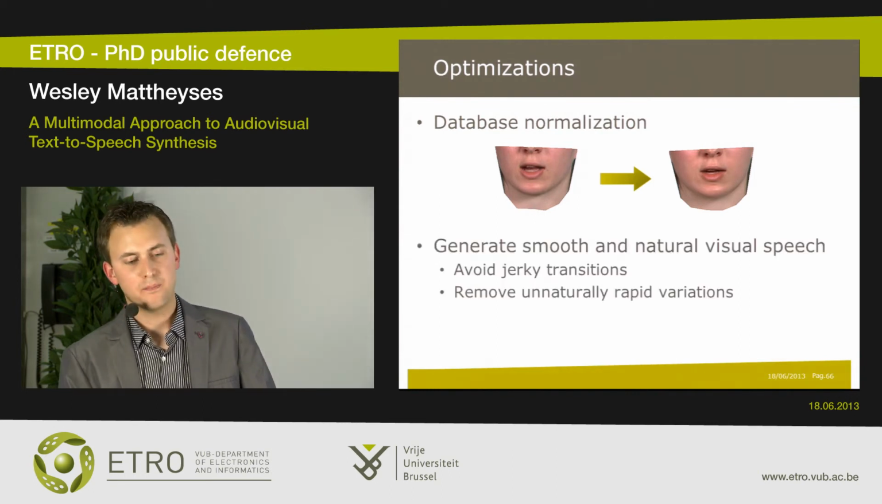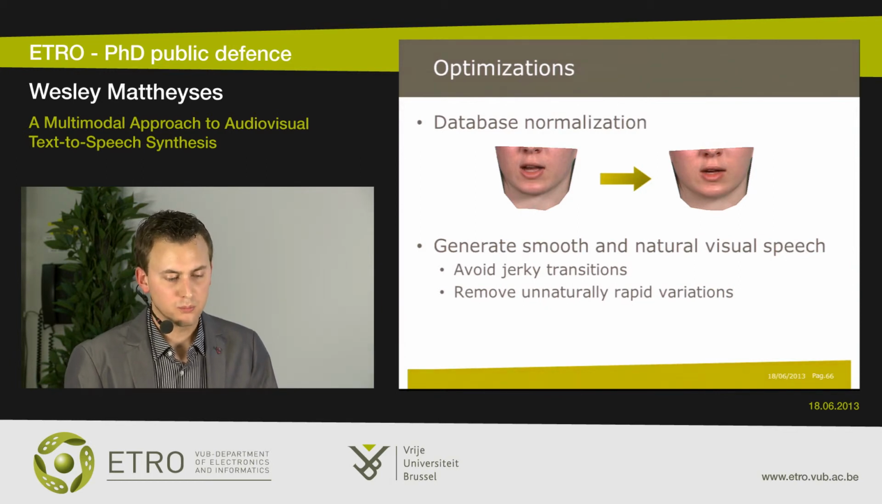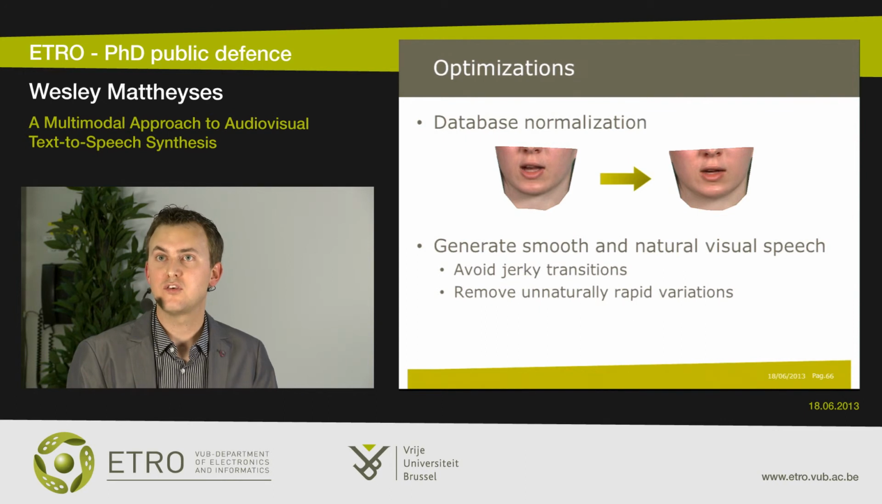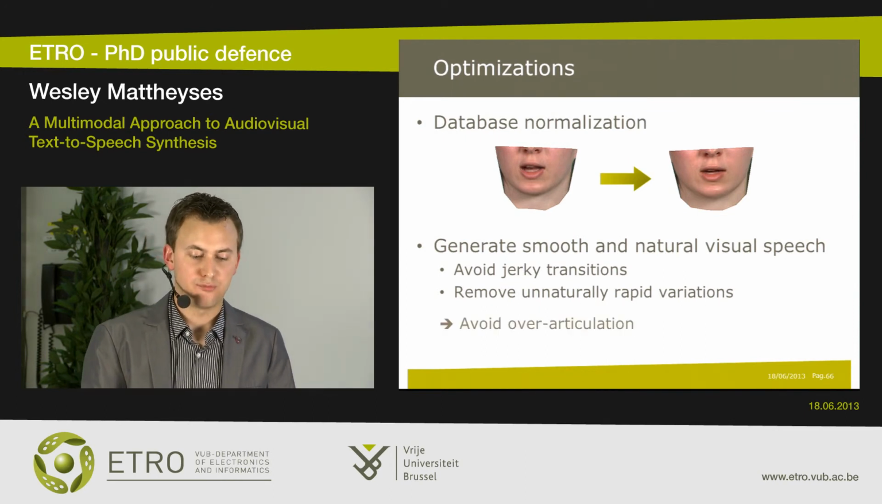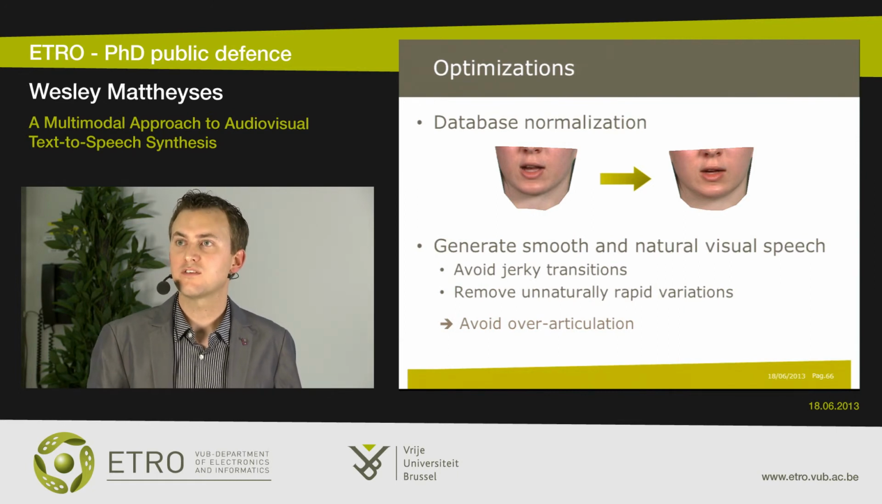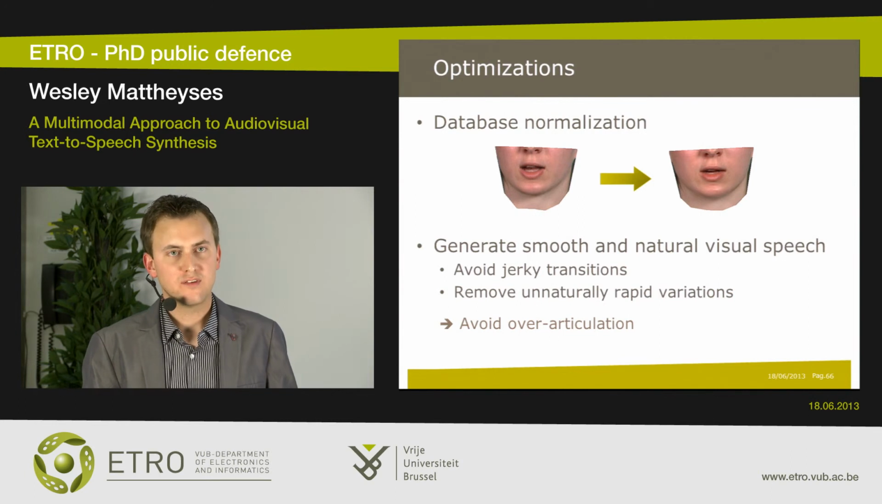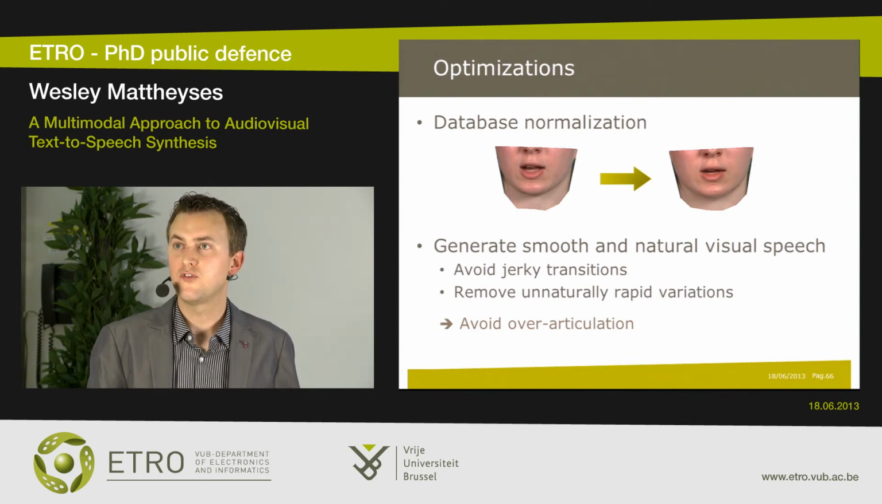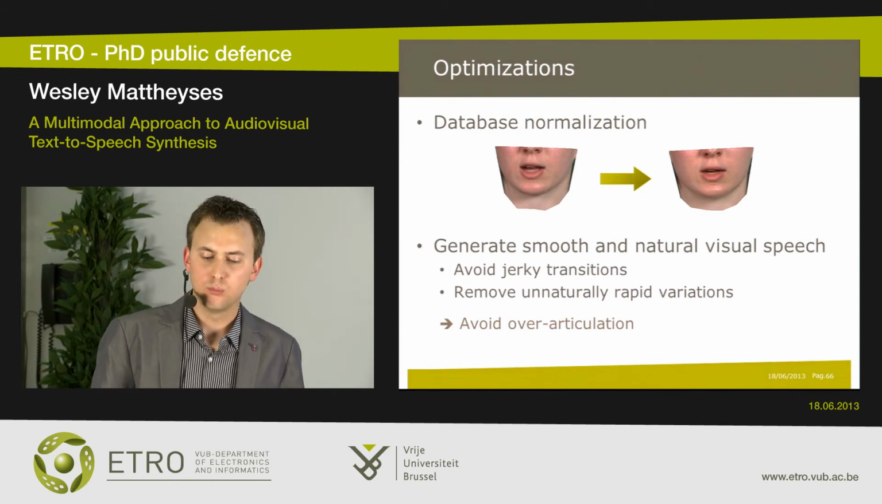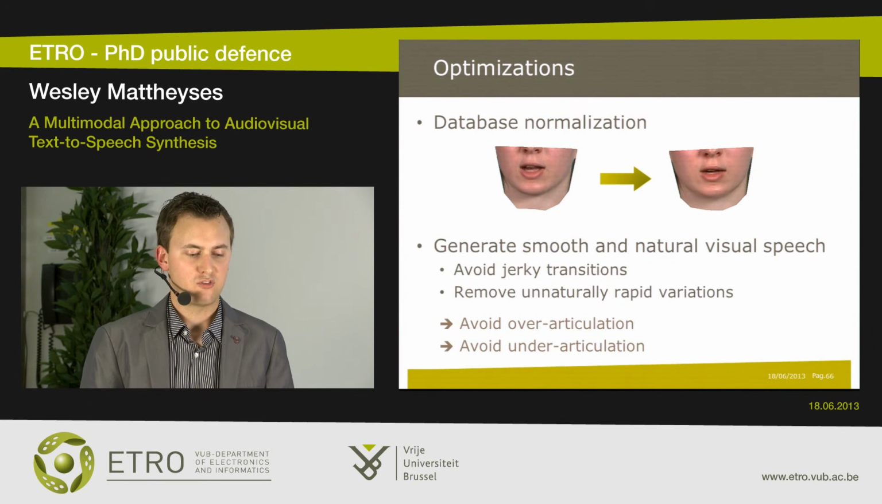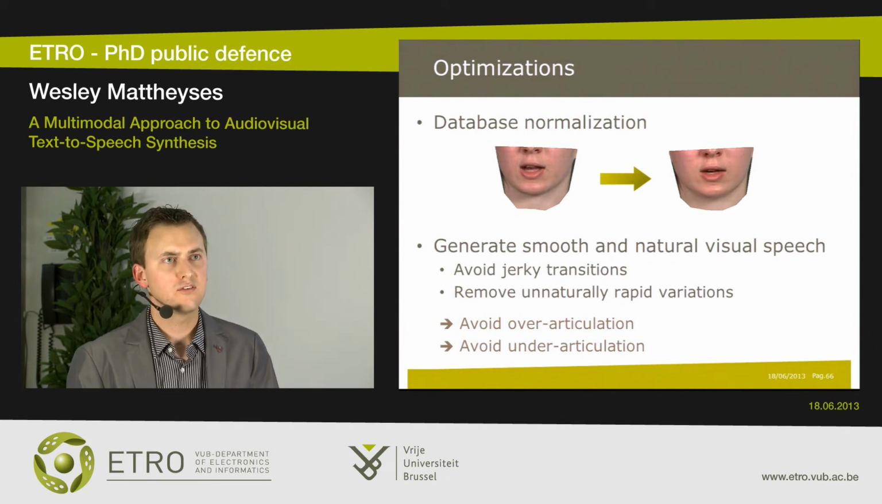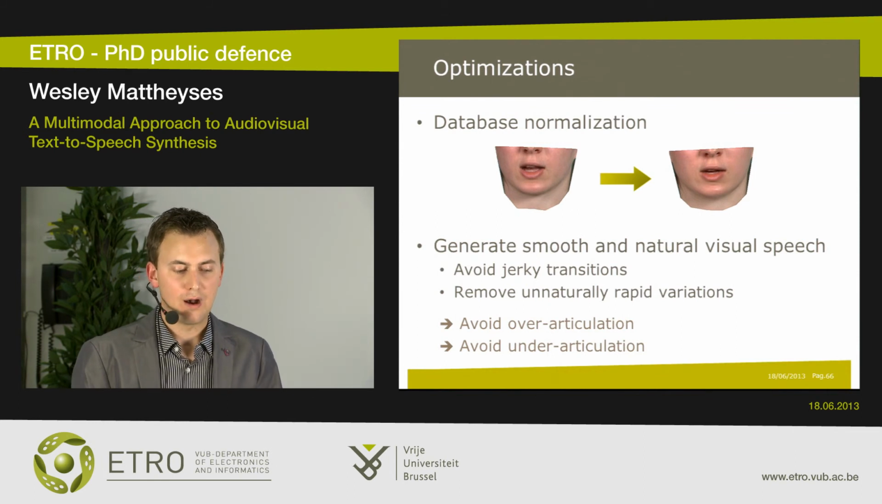More in general, this parameterization using AAMs makes it possible to generate smooth and natural synthetic visual speech, because we can avoid jerky transitions going from one selected segment to the other. And we can remove unnaturally rapid variations that are present in synthetic visual speech. So we can avoid this over-articulation problem we experienced with the initial synthesizers. But because we have this separate description of all these various aspects of the visual speech using this AAM model, we can smooth the visual speech, but without generating an under-articulation effect too. So we can enhance the quality of the synthetic visual speech without affecting the level of audiovisual coherence.